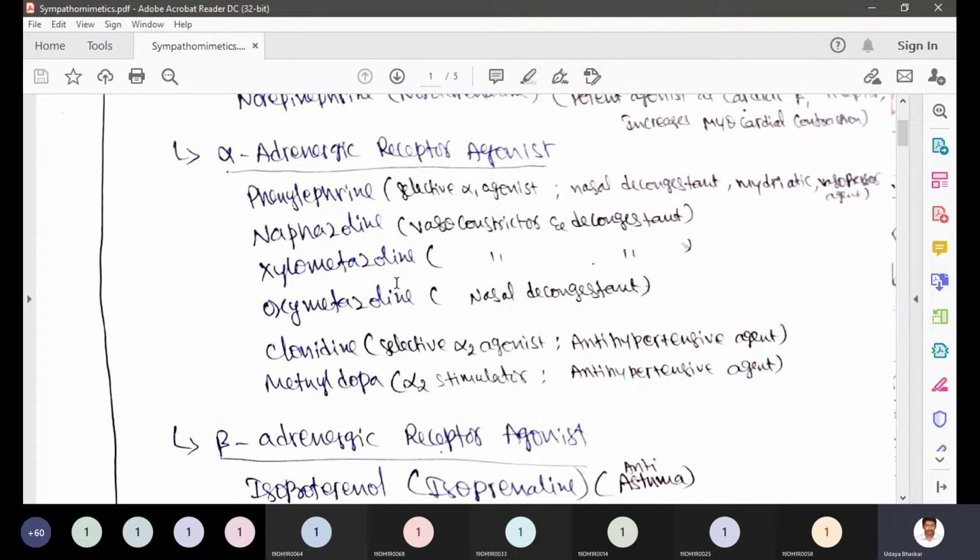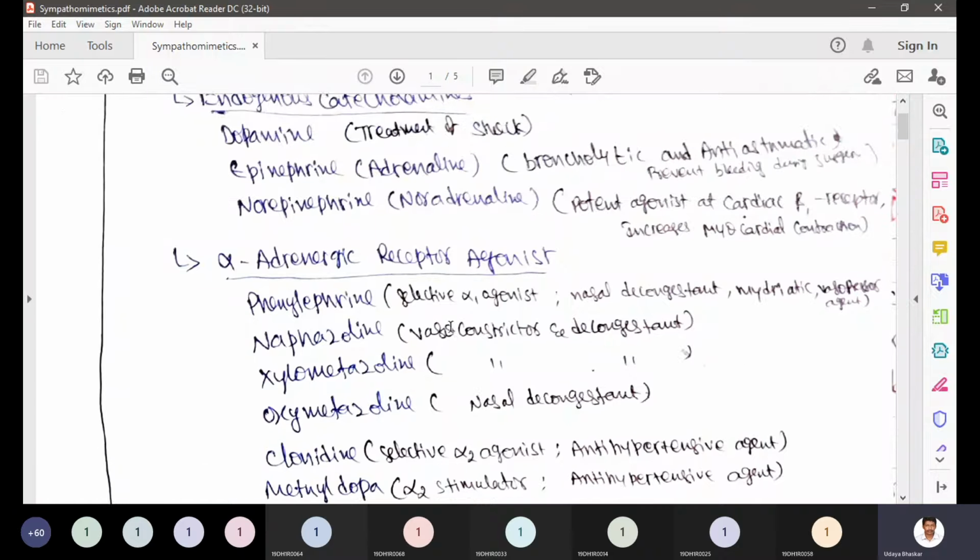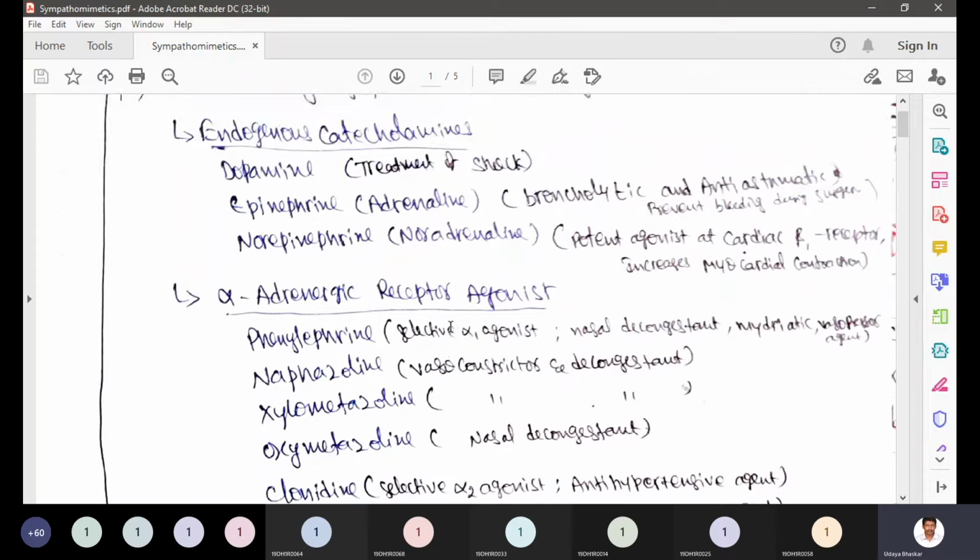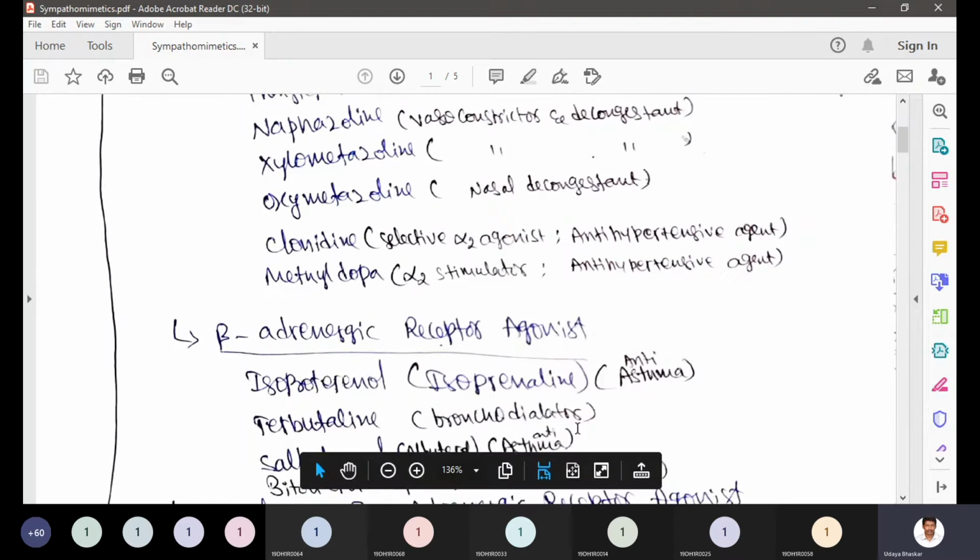In clonidine, there must be some imidazole or something. Okay, and methyldopa means dopa is added with a methyl group. Okay, clonidine, Cl means chlorine atoms, and you know the chemical structures themselves: dopamine, epinephrine, and norepinephrine.